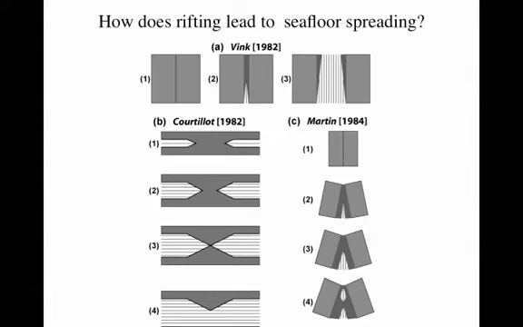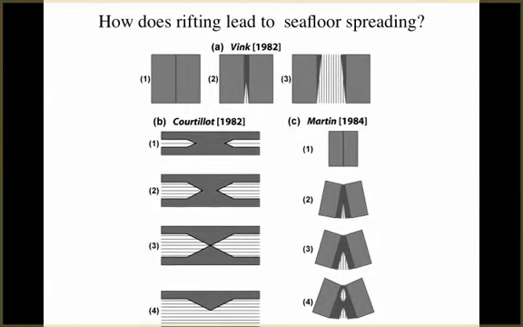And how does rifting lead to seafloor spreading? There are several different ideas, and those could include a nucleation at a single point and then zipping up and opening up a new ocean basin. Or it might involve two separate spreading centers that are growing toward one another until they merge and form a single ocean spreading center.